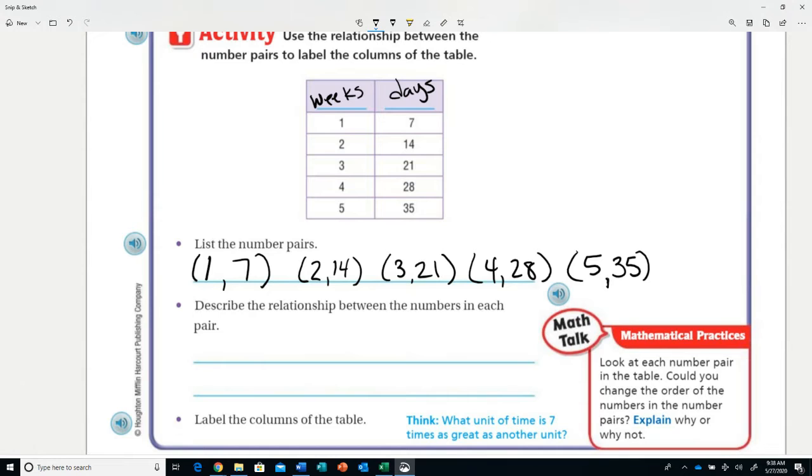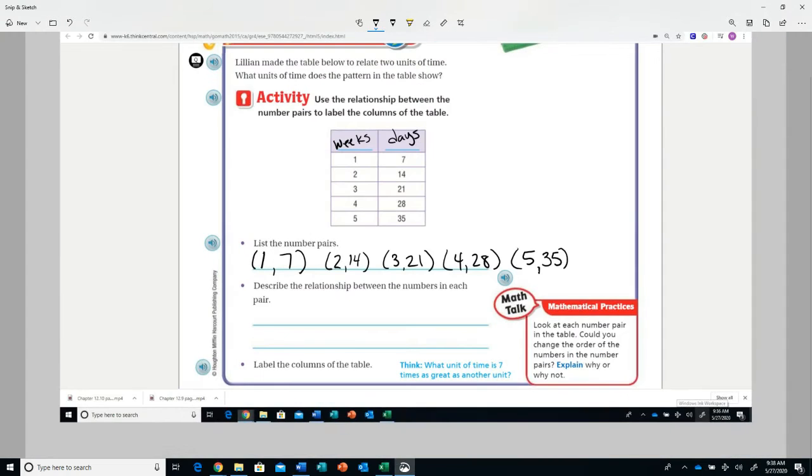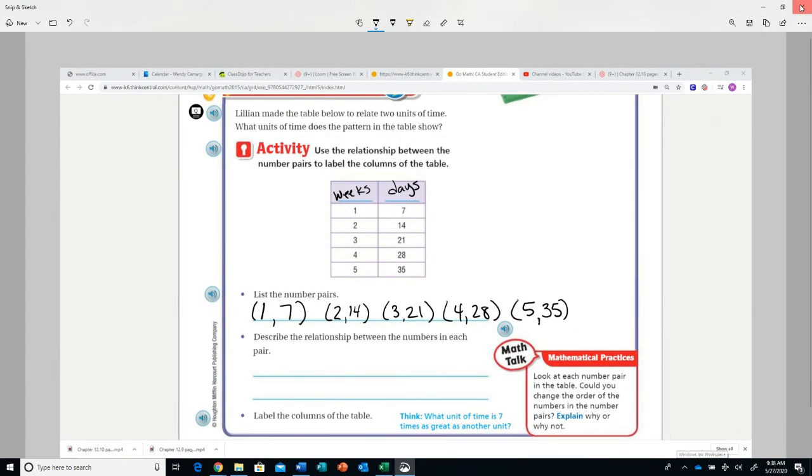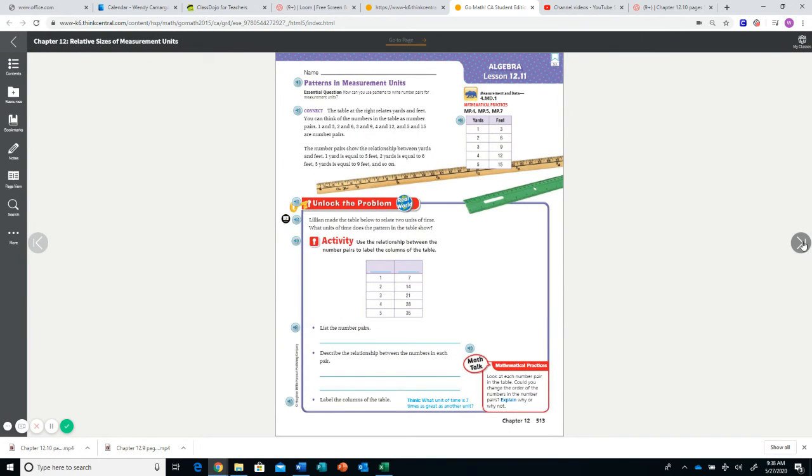Look at each number pair in the table. Could you change the order of the numbers in the number pairs? Explain why or why not. I mean, I could have this be days to weeks, I suppose, but then it changes what you're doing. So right now we're multiplying. On the mathematical practice, I'm going to say no for the moment, just to make our life a little easier. All right. So far, so good. That's the first page. It's going to be a short video.